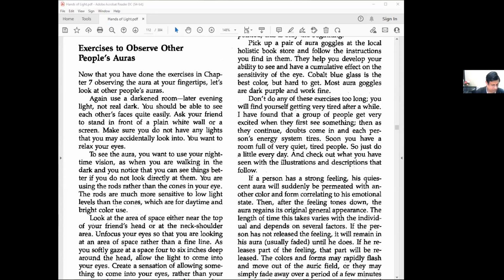Exercises to observe other people's auras. Now that you have done the exercises in chapter 7, observing the aura at your fingertips, let's look at other people's auras. So again, doing the exercise and using the fingertips, I told you all last time that you can actually practice this. And the best way to do it is against a blue sky, right? If you just keep your hands like this and focus your attention 6 inches behind your hands, you'll see streamers coming out of your hands like this, and they connect. When you move your hand like this, the streamers will go down and then they'll disconnect and connect into the next finger. So this is something that we can practice.